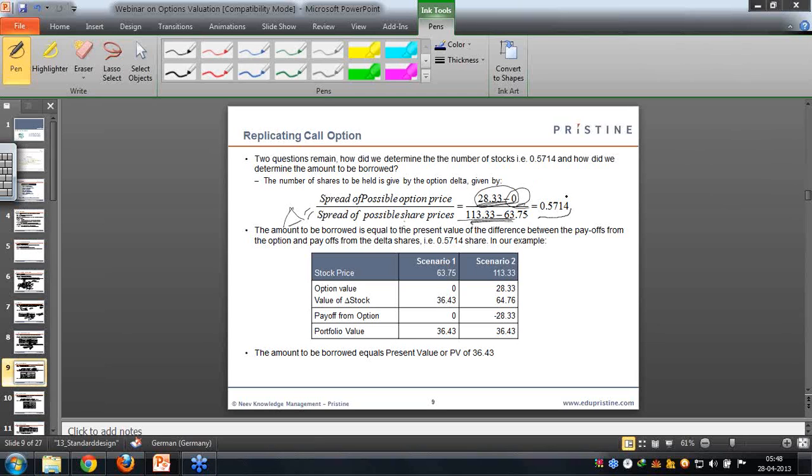Based on this we get 0.5714, and this is the amount of underlying stock that you have to buy to replicate the portfolio. The amount that you have to borrow we get from this, which is equal to the difference between the payoffs from the option and the payoffs from the delta shares. So in the case of 63.75, the payoff from the option is 0, while the payoff from the delta shares is 36.43.